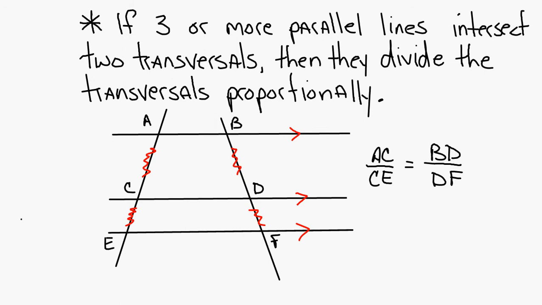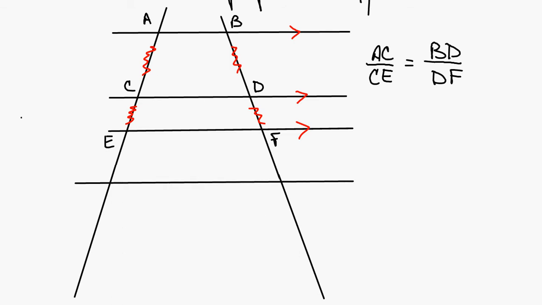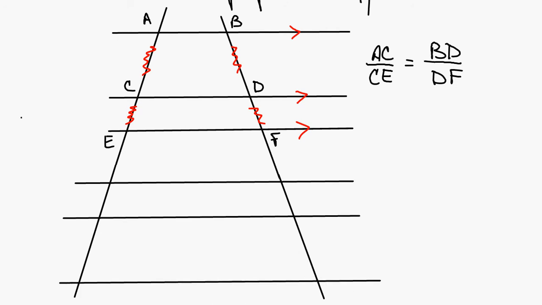Keep in mind what this says: if three or more parallel lines, because here's what you could see. You could see this extended to here and here, right? And wouldn't everything just continue to be true? If you keep adding parallel lines, all of the segments will continue to be proportional to each other. Okay? Does that make sense?